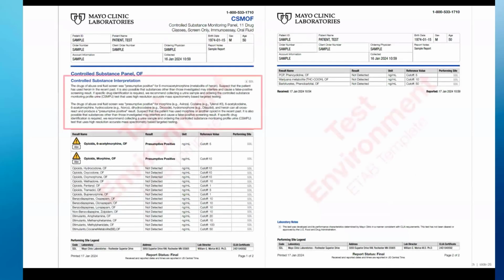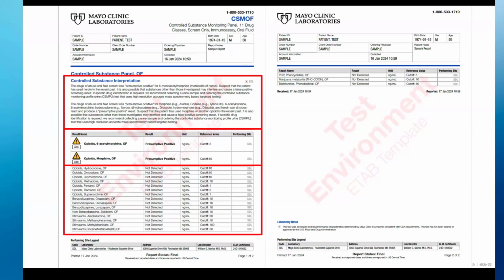With our tests, we also generate interpretive reports. These interpretive reports have an interpretation to help you understand what the results mean. Anything that flags positive or presumptive positive, you will see, is typically pulled to the top of these reports. And the rest of the analytes that are all individually listed will say not detected if they're not found or below that detection cutoff.